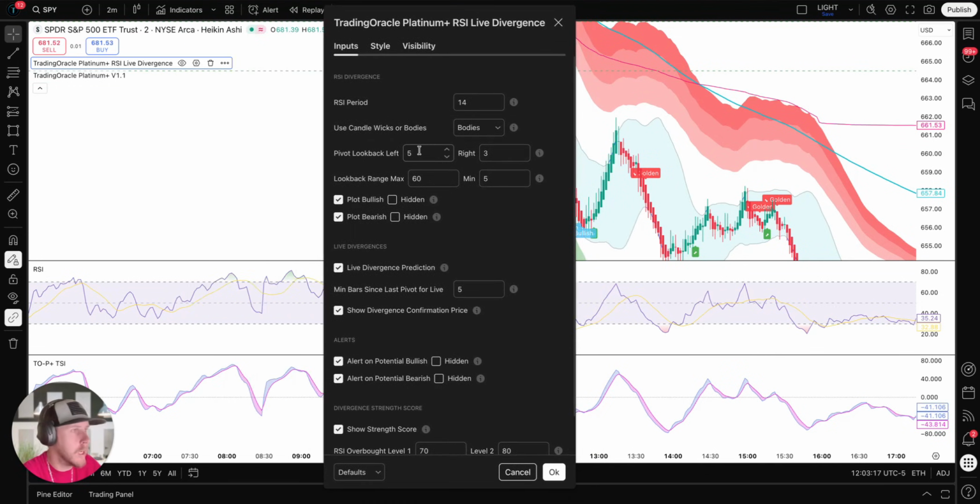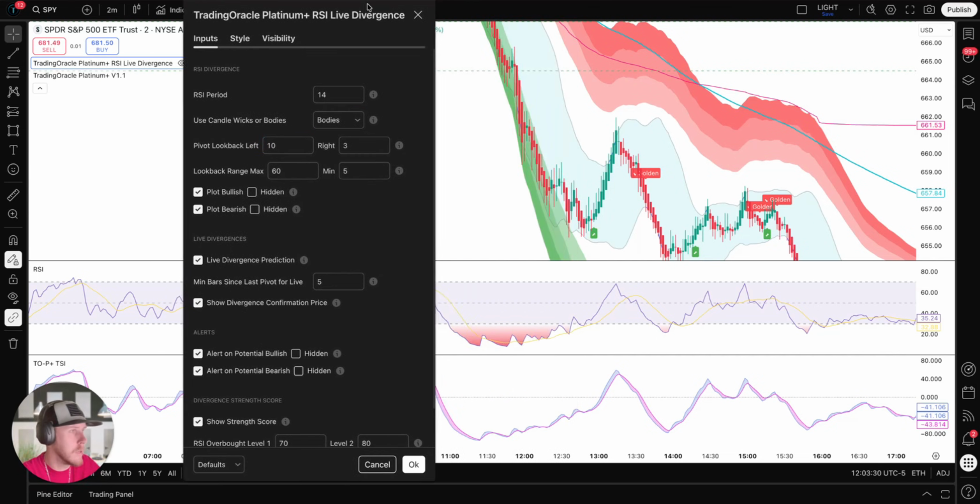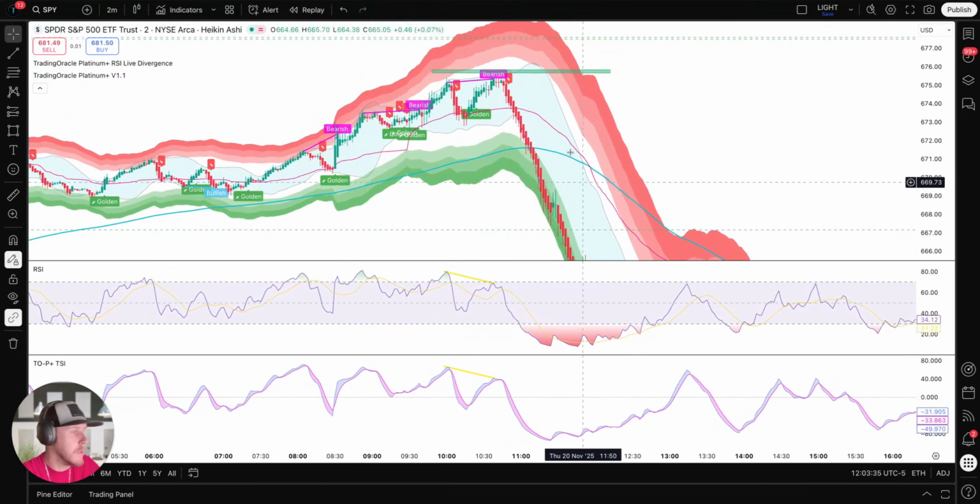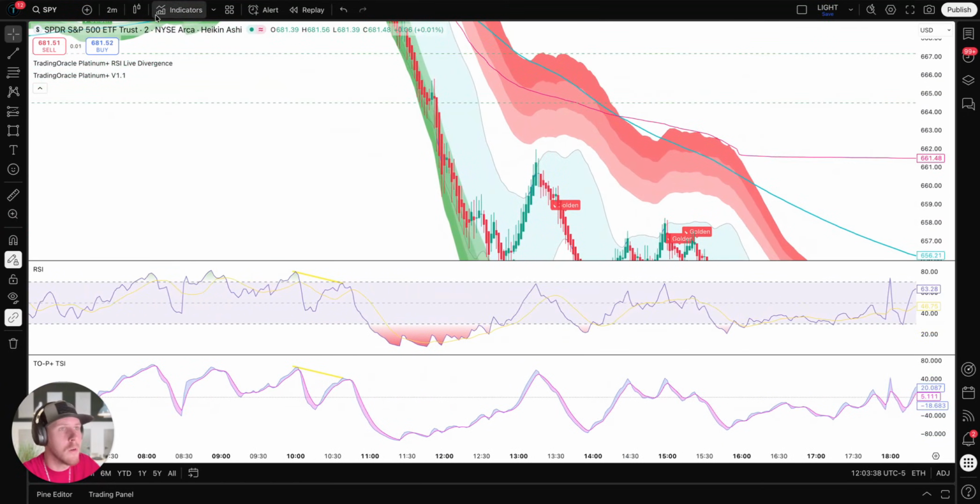And then for the pivot look back left, that's just basically how many candles to the left it's going to look back. And I usually keep that around 10. And for right pivot, see now with the 10, it actually took away those there, but it kept these up here, which is good. So all right, we're going to go back in here.